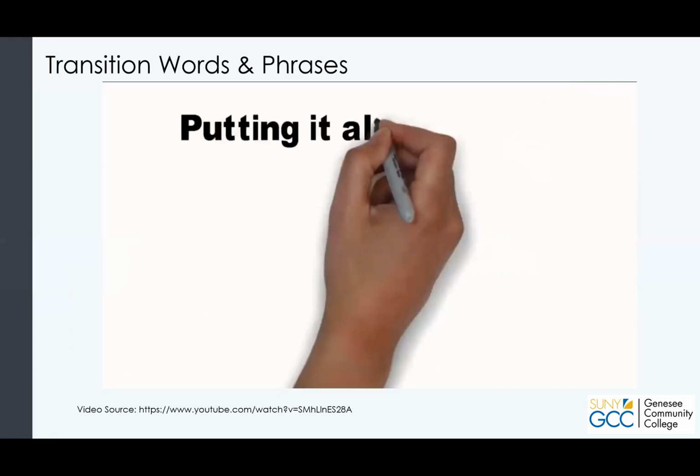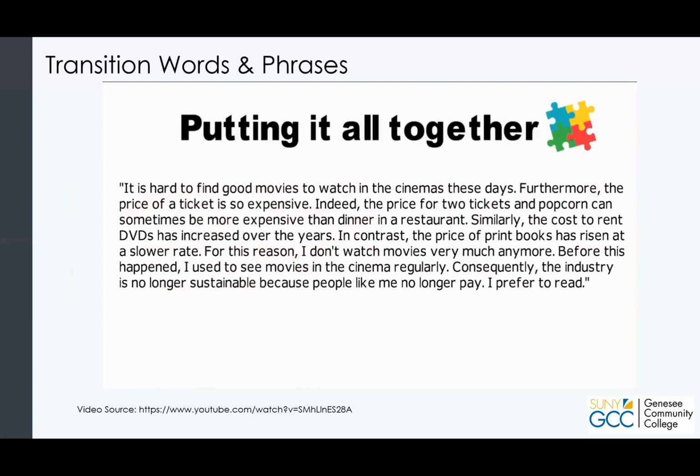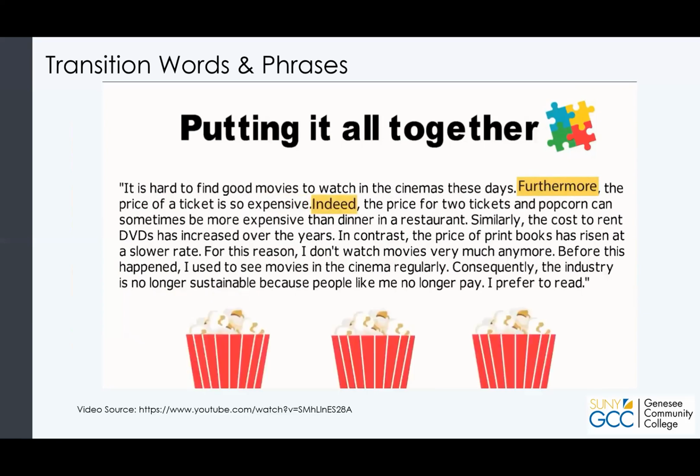Let's do a quick review. Here are all of our example sentences. When these sentences are combined to create a paragraph, the transition words signal the relationship between ideas to create a coherent paragraph. For example, it is hard to find good movies to watch in the cinema these days. Furthermore, the price of a ticket is so expensive. Indeed, the price for 2 tickets and popcorn can sometimes be more expensive than dinner in a restaurant.